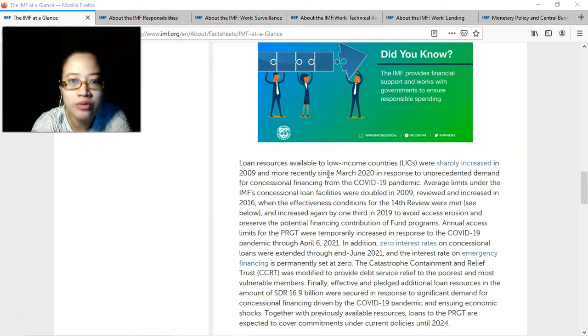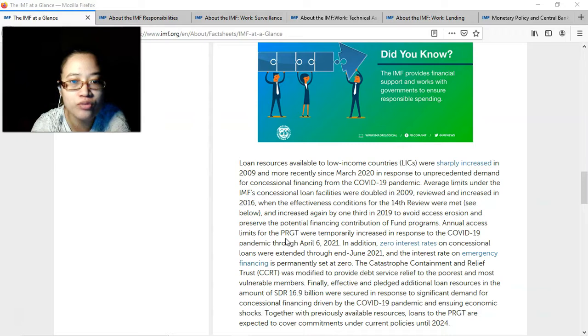Okay. Loan resources available to low-income countries were sharply increased in 2009 and more recently since March 2020 in response to the unprecedented demand for concessional financing from the COVID-19 pandemic. Average limits under the IMF's concessional loan facilities were doubled in 2009, reviewed and increased in 2016 when the effectiveness conditions for the 14th review were met, and increased again by 1/3 in 2019 to avoid access erosion and preserve the potential financing contribution of fund programs.